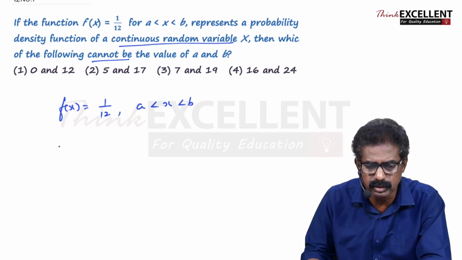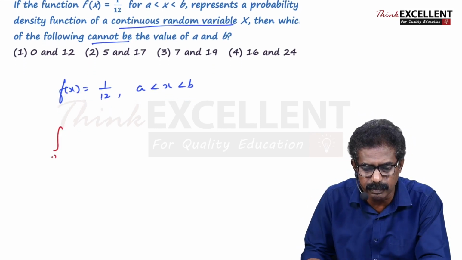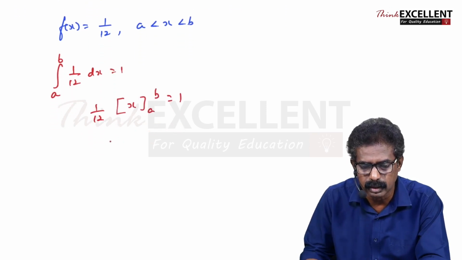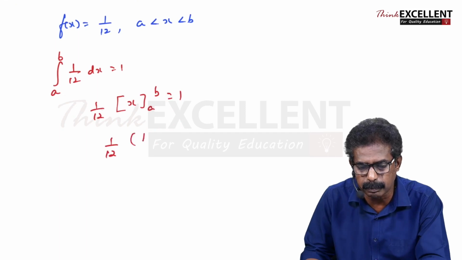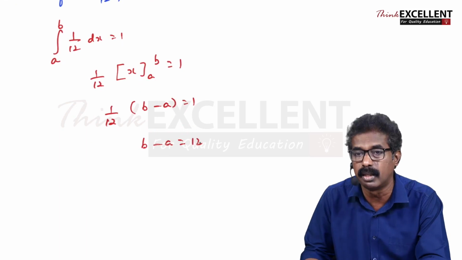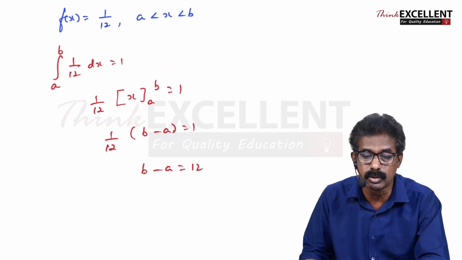Let us check it. So total probability 1. So here, only from a to b, f of x, 1 by 12 dx is equal to 1. 1 by 12 is a constant. Integral dx is x, limit a to b, equal to 1. So 1 by 12 into, applying the limit, b minus a equal to 1. Cross multiply: b minus a equal to 12. So b minus a equal to 12 you have to get.